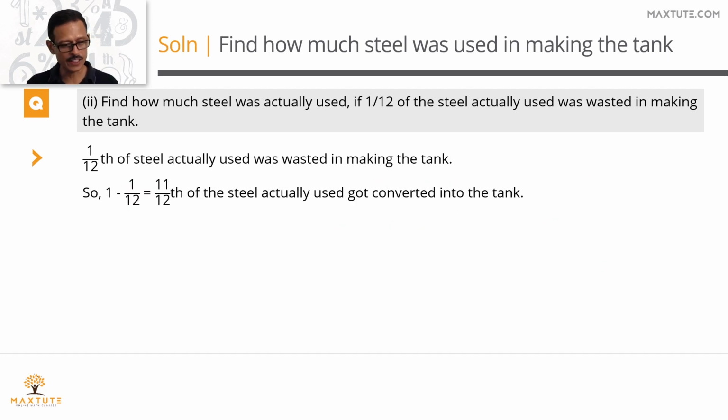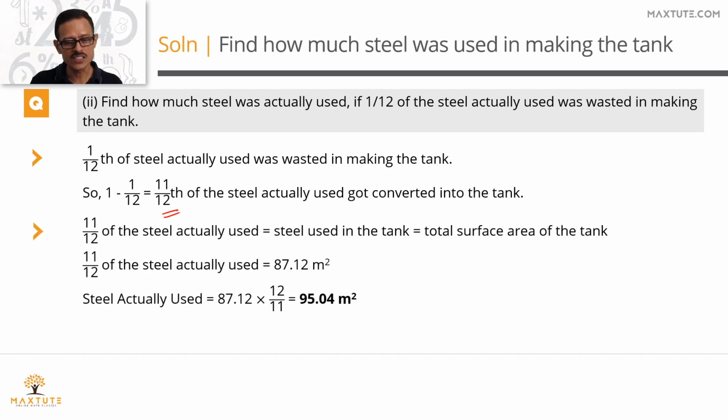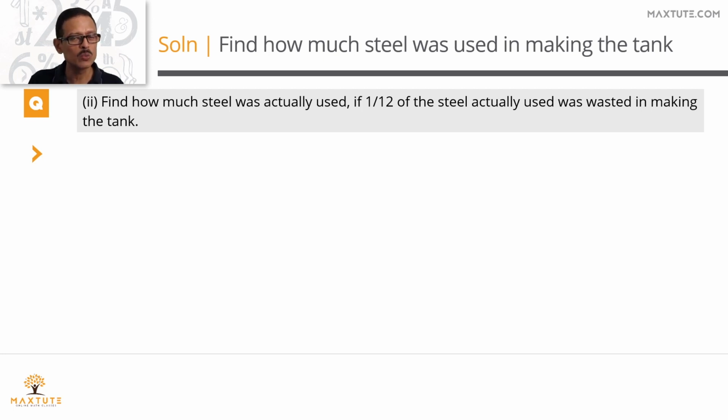Quickly summarize it in a printed form. 1/12 of the steel actually used was wasted. So 1 minus 1/12, 11/12 of the steel actually used got converted into the tank. What got converted into the tank is nothing but the steel used to make the tank, which is the total surface area of the tank. So 11/12 of the steel used is 87.12. Steel used is 95.04. Where could one have gone wrong?